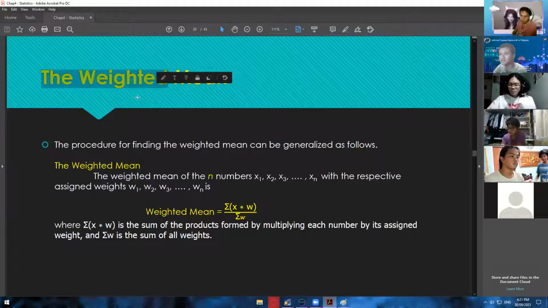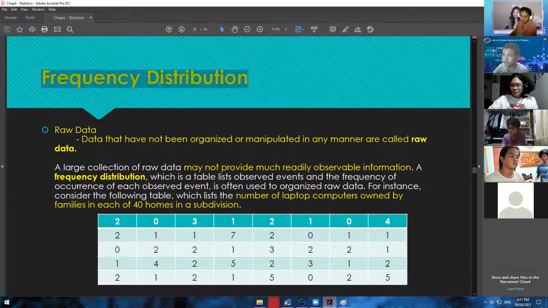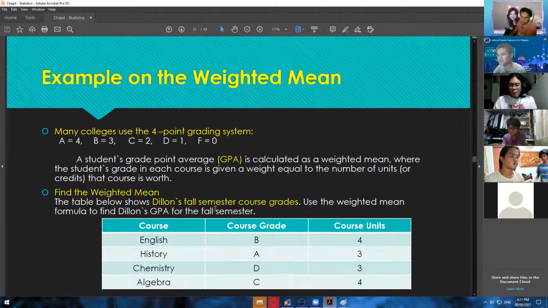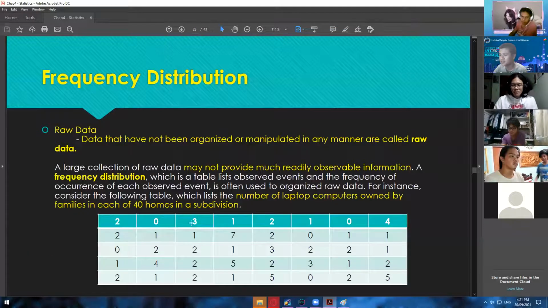So let's now proceed to the frequency distribution. In here, this is the reality. This is what you do first before you can have this kind of data. This one is only for one person. But what if you have 10 students, 20 students? So you will have a table which is called the raw data. Raw data is, from the name itself, data that have not been organized or manipulated in any manner.